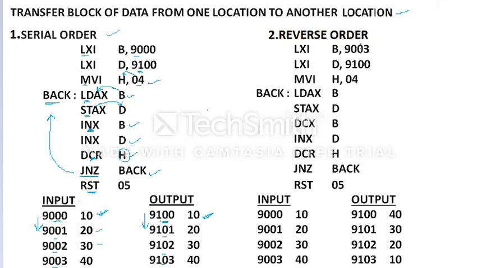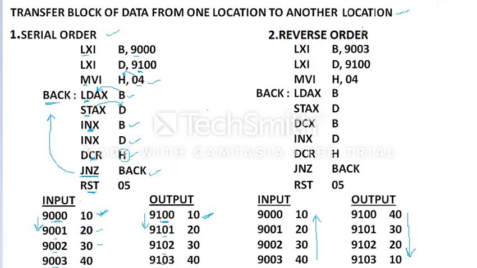In the same way, you can see here the reverse order. That is the same type of program I have to write. You can see the first input I have taken from 9000 onwards, that is 10, 20, 30, 40. I have to get the output at 9100 in the reverse order. Whatever we have at 9003, 40, should come first, then 30, then 20, then 10. The same thing I am transferring, the block of data, but in reverse order. To do that, we'll see how to write the program.